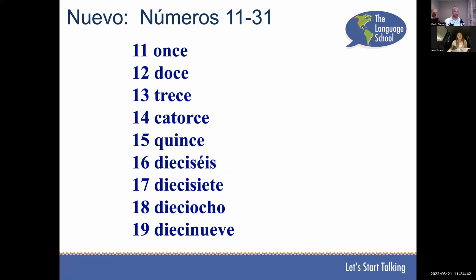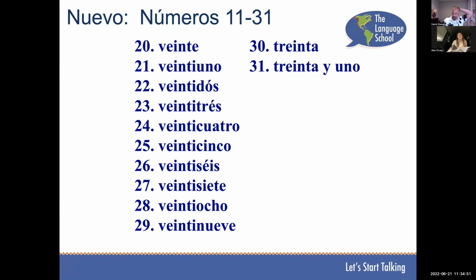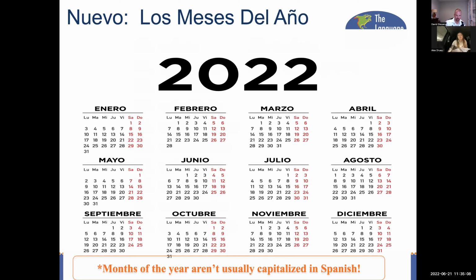11, 12, 13, 14, 15, 16, 17, 18, 19. And then we're up to 31. 20, 21, 22, 23, 24, 25, 26, 27, 28, 29, 30, 31. Perfect. Okay.